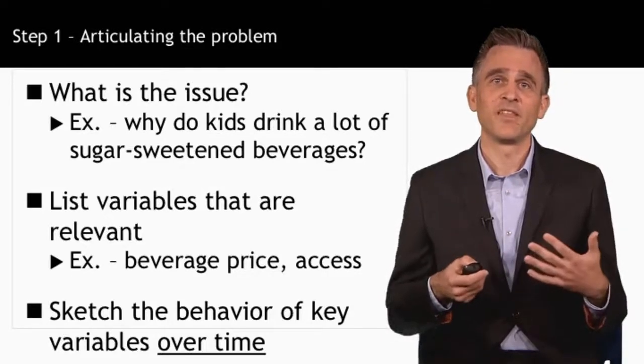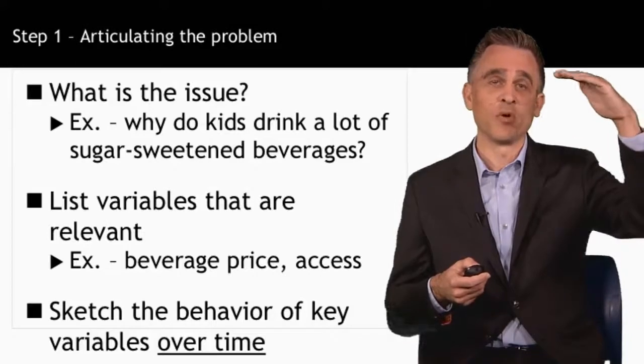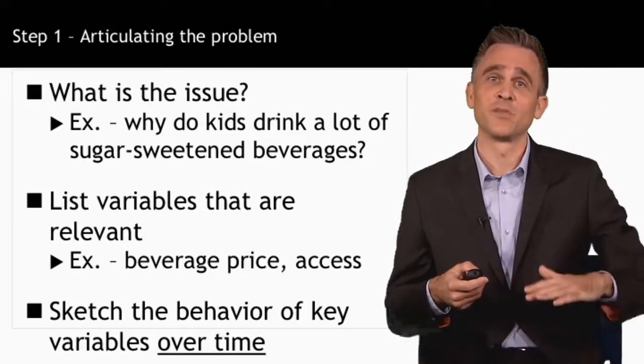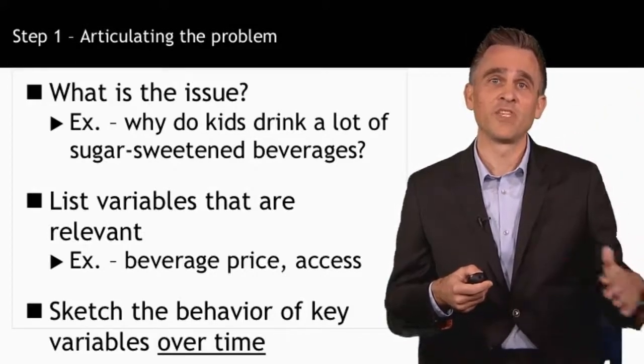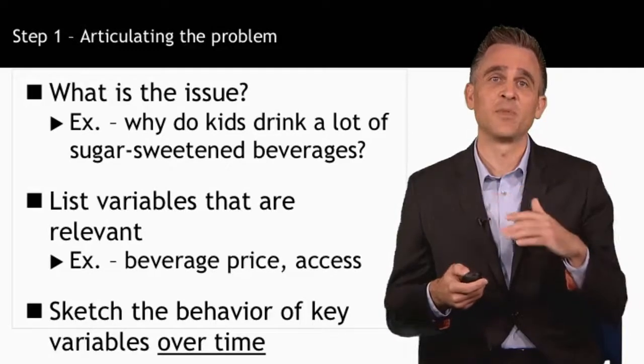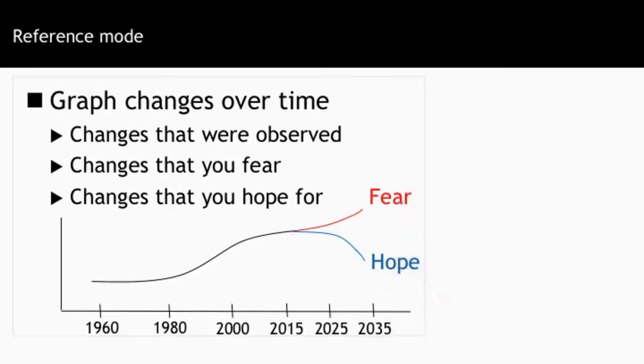It's not enough to say that sweetened beverage consumption is high, or obesity is high, or fruit and vegetable consumption is low. You need to look at how these variables have changed over a specific time span. And that's where we use what's known as a reference mode. A reference mode is a simple sketch where you draw patterns in your key variables over a specific time frame. It includes both the patterns that have occurred in the past and the patterns that you expect in the future.